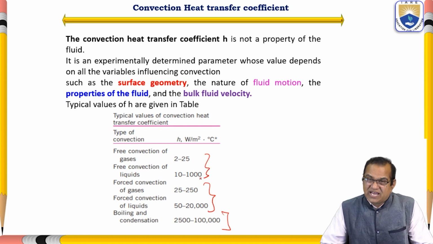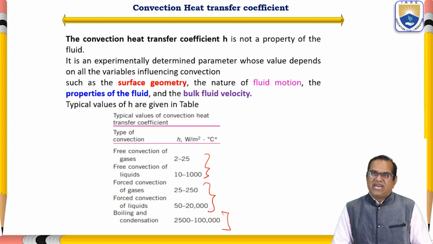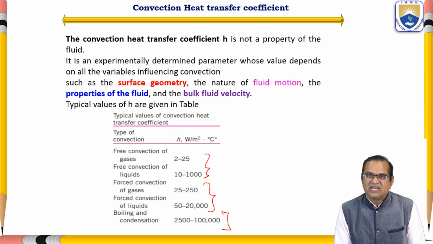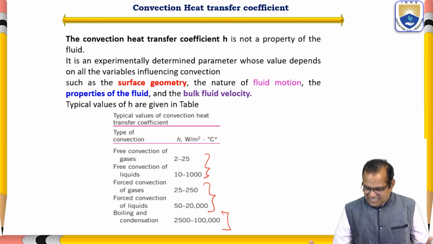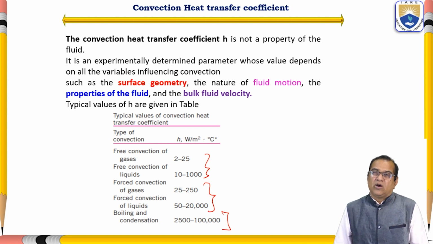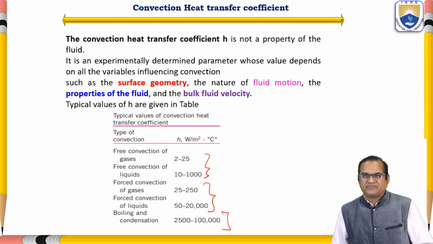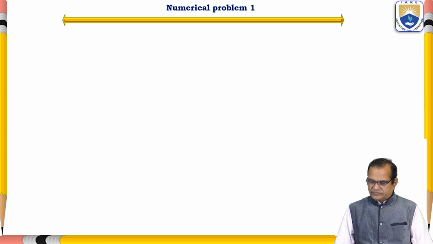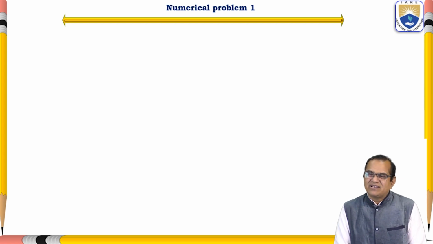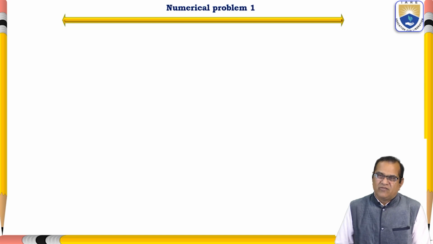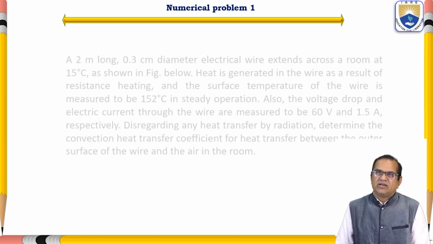So if it is free convection, this value of h will be less. If it is forced convection, the value of h will be high. And if it is boiling and condensation, when there is a change of phase, the h will be high. That we have to understand. Now we will see one numerical of how to solve the problem, and we will understand this very well.